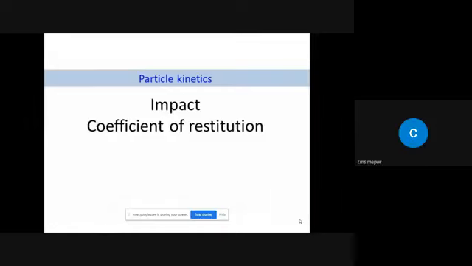Okay, so let's start our today's class. In today's class, we are continuing with particle kinetics, which is basically the second half of our dynamics course.